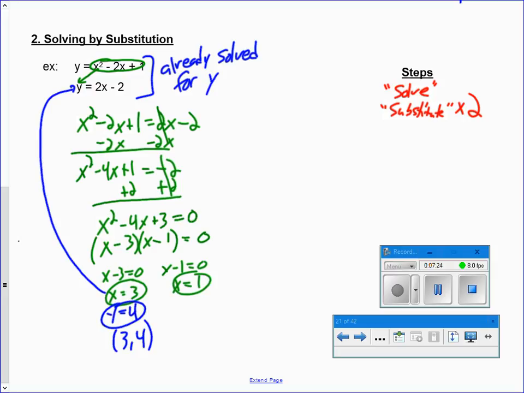The same thing if we take the 1, plug it in over there. 2 times 1 is 2, and minus 2 is 0. Same system, we get the same two answers. Right, so that's another way we can solve a linear quadratic system.